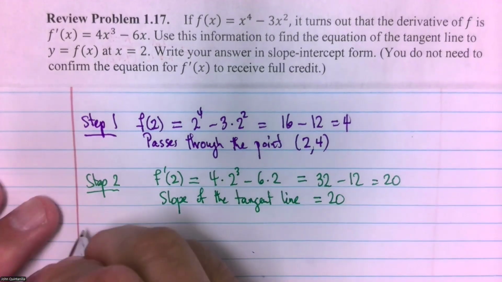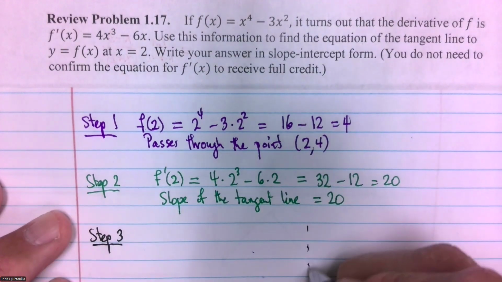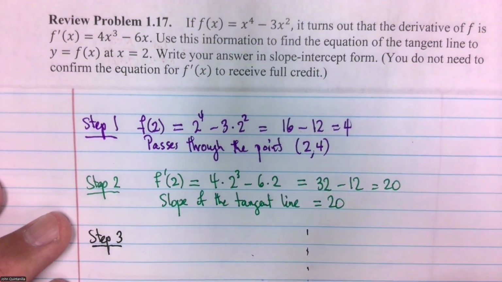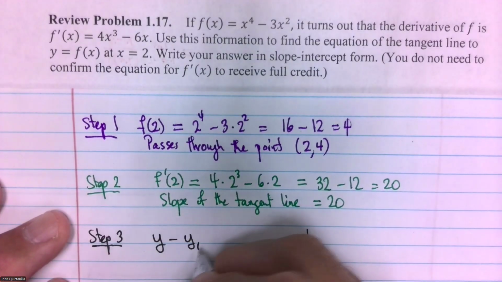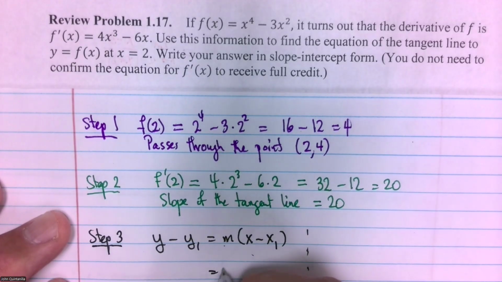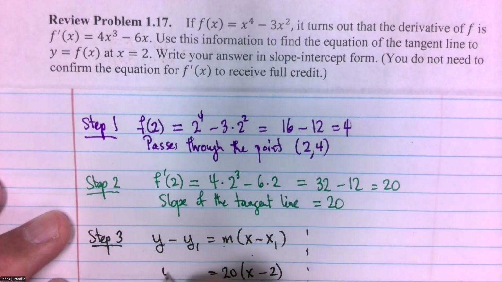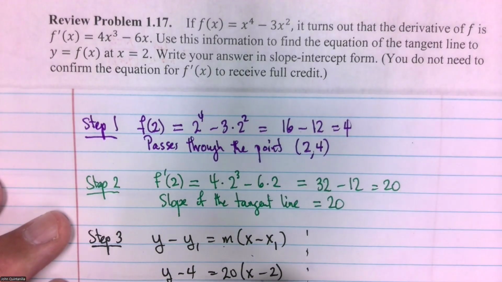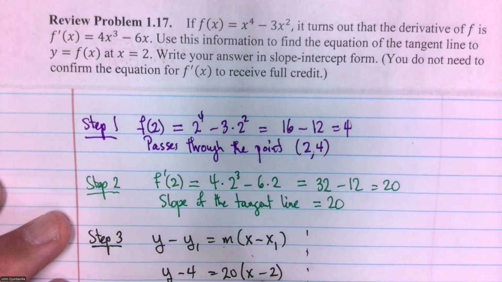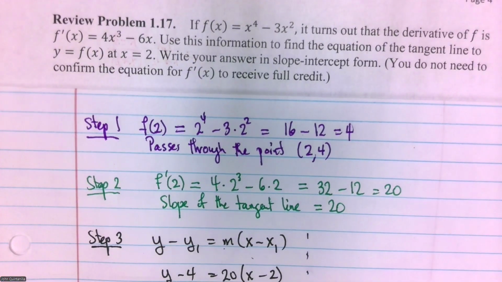All right, now given these two pieces of information, I can now find the equation of the tangent line. And we'll do this in two different ways. The technique that I learned when I was a kid is to use y minus y1 is equal to m times x minus x1. The slope is known to be 20. The x-coordinate is 2, and the y-coordinate is 4. And so we would have that y minus 4 is equal to 20x minus 40, so that y is equal to 20x minus 36. So that's one way to get the equation of the tangent line.